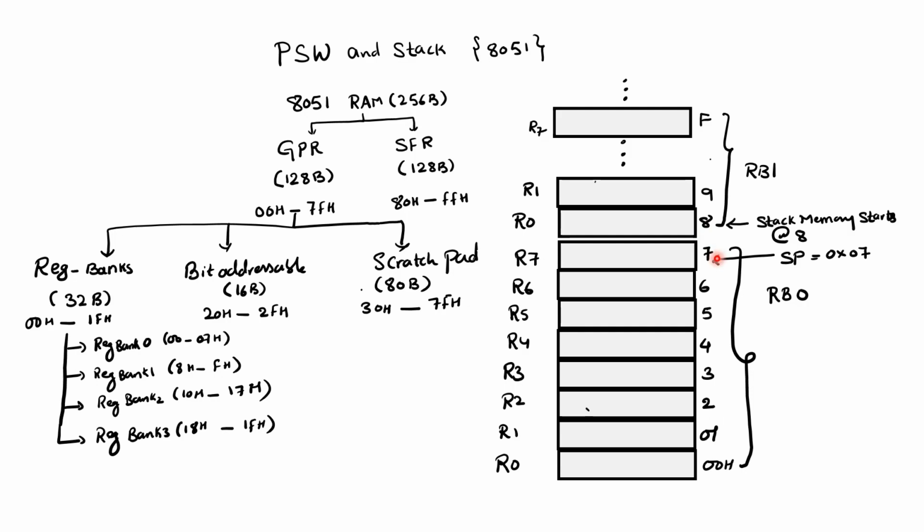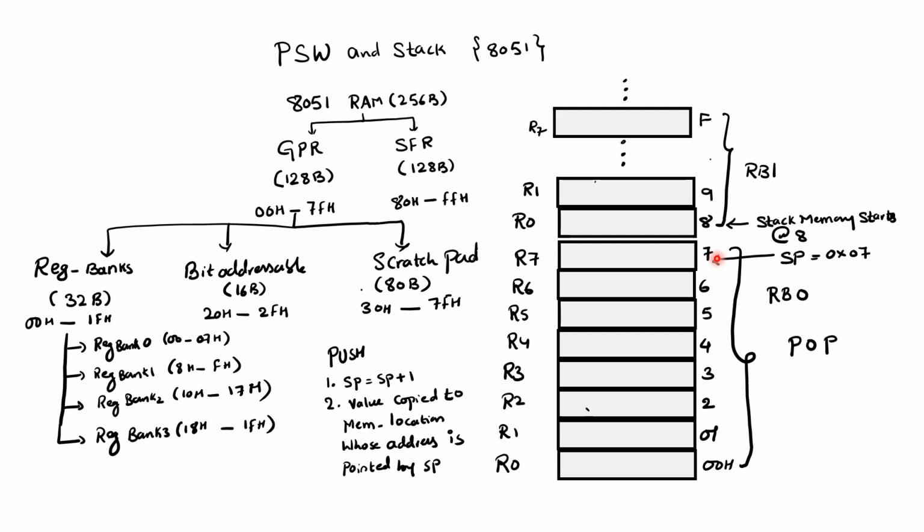Because the two primitive operations we can define for the stack memory are, first, the push operation. The push operation is defined as: the stack pointer is first incremented by 1, and then the value is copied to the memory location whose address is pointed to by the stack pointer. The other primitive operation is the pop instruction. Pop is defined as: read the value of the memory location whose address is pointed to by SP, and then the value of SP is decremented by 1.